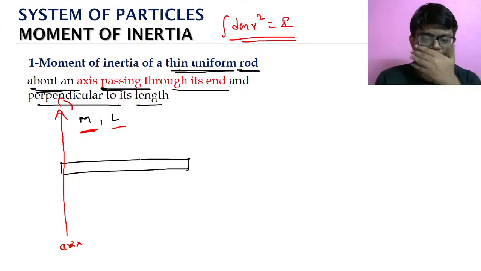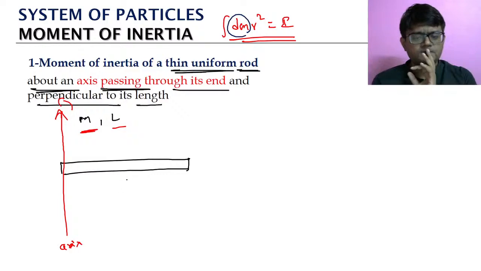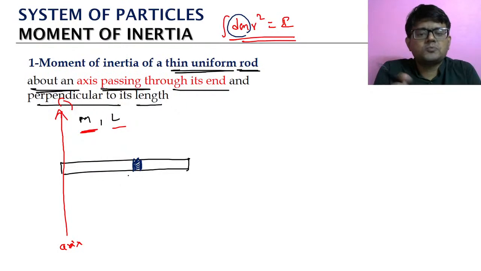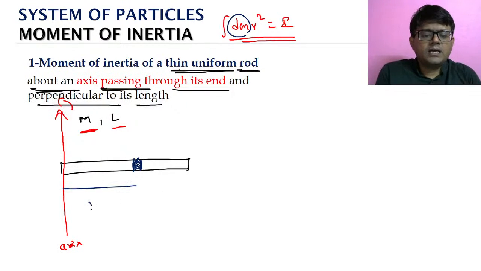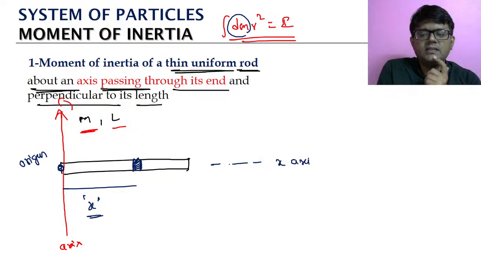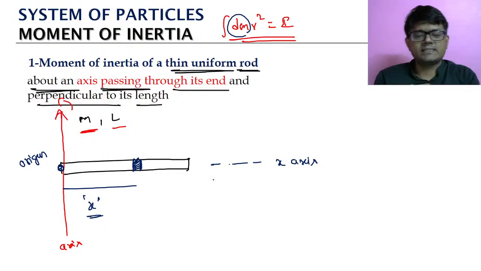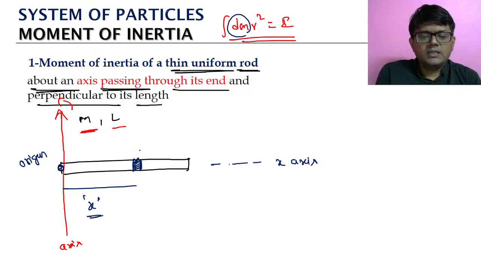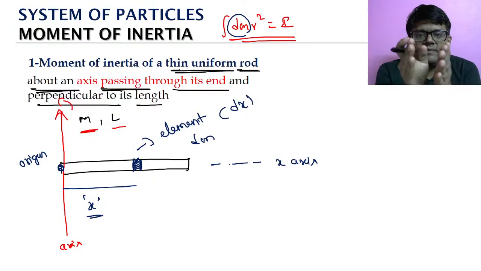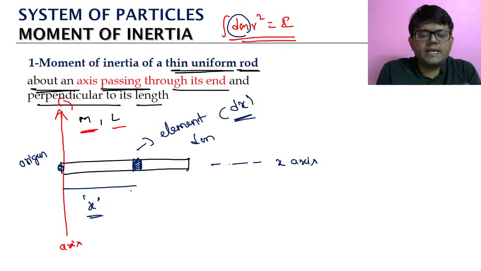Look here, now we need to take a small element dm. We take a small element of the rod at a position x. Taking the end point as the origin, we are taking the rod's direction as the x axis. So from the origin we mark a point at a position x. This is the differential element with a mass dm. It will be having some small spread dx.